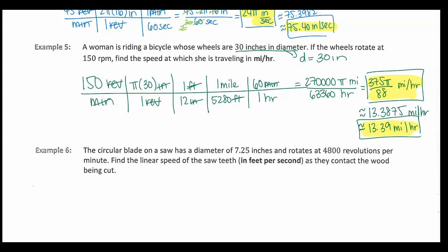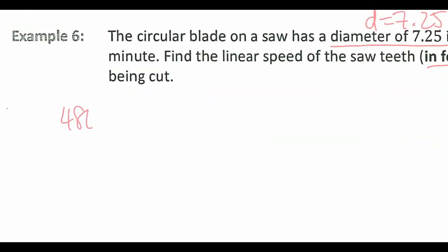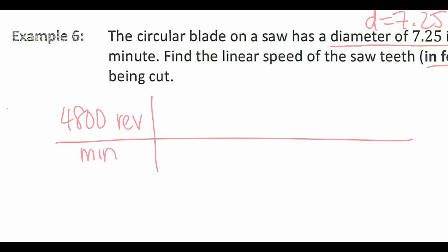Okay, so let me label what I have. First thing that I notice is that I do have a diameter, which is 7.25 inches. And it's doing 4,800 revolutions per minute. I need to find the linear speed in feet per second. So down here, let's go ahead and go from 4,800 revolutions per minute into feet per second. I'm giving you a head start. See if you can figure this out before I do it.